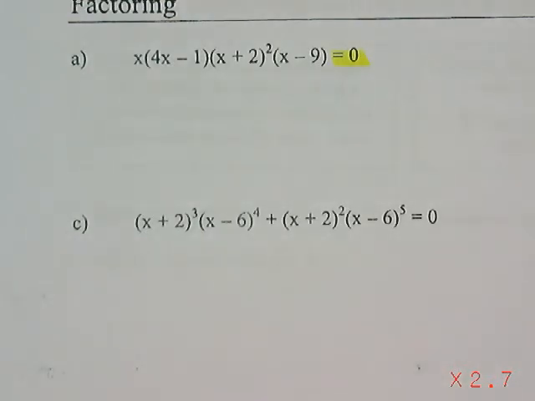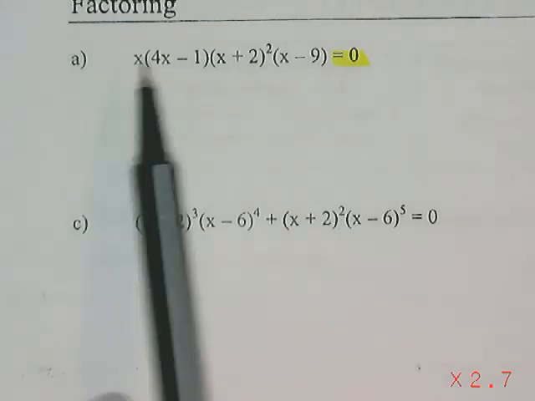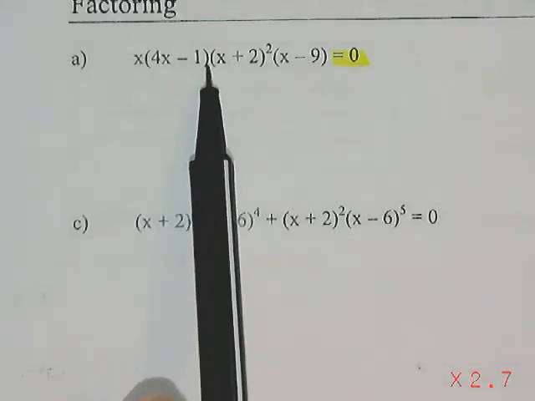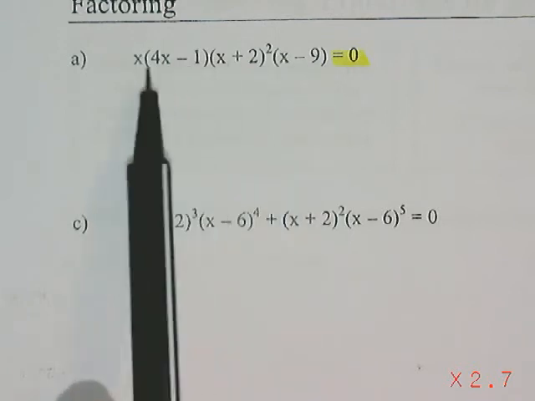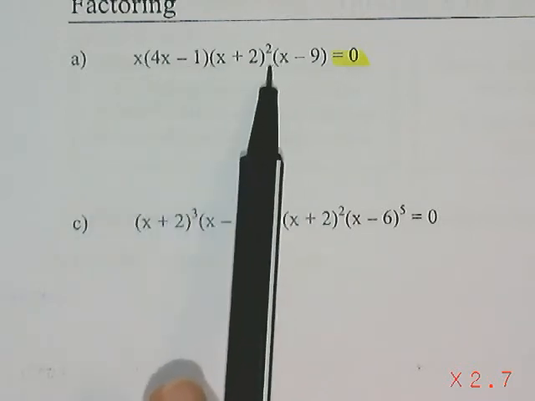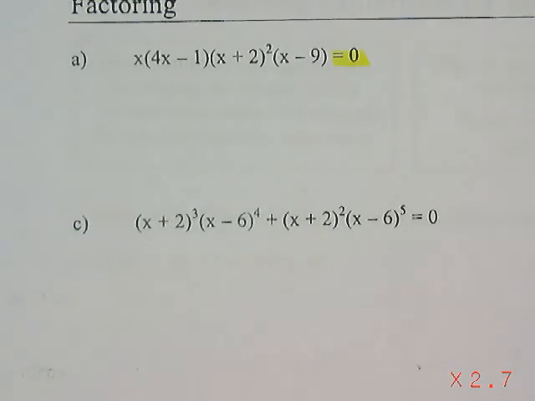So I'm not going to rearrange, and I'm not going to use the quadratic formula. So I'm going to solve by factoring. That's my only other option right now. Is this factored? is an important question to ask yourself. Factored things are multiplied. This is x times (4x minus 1) times (x plus 2) squared times (x minus 9). I don't have any addition or subtraction in between the brackets, so this is already factored.